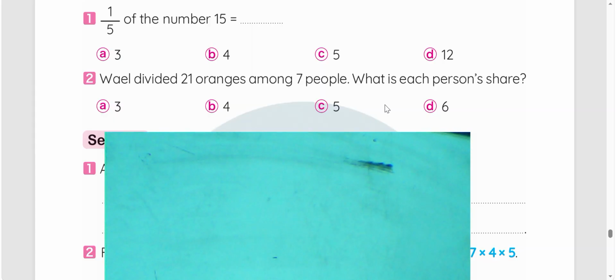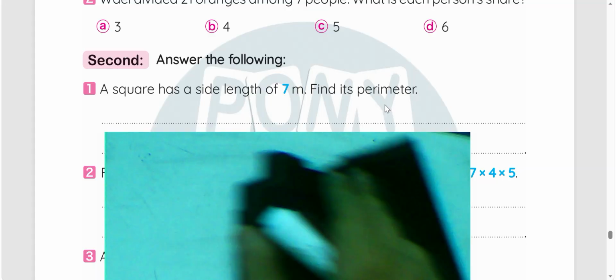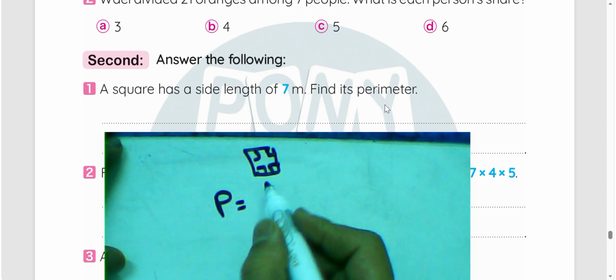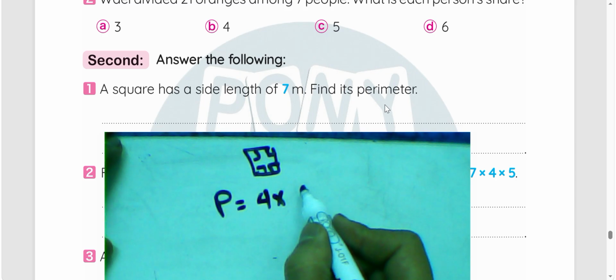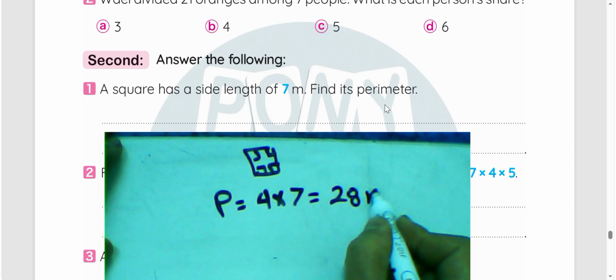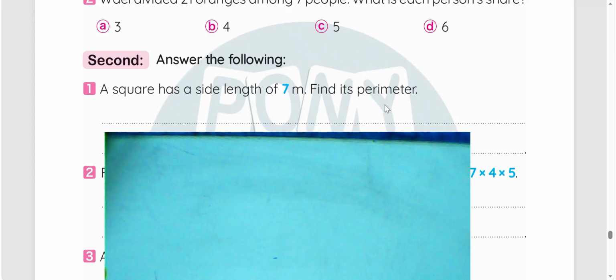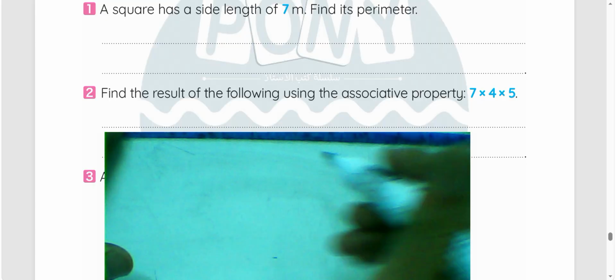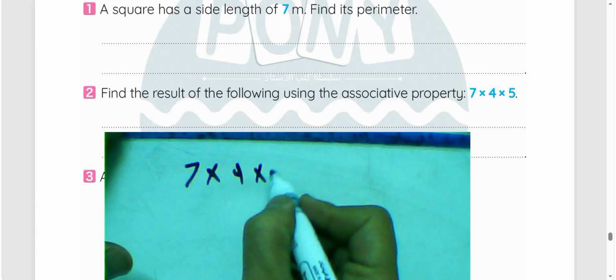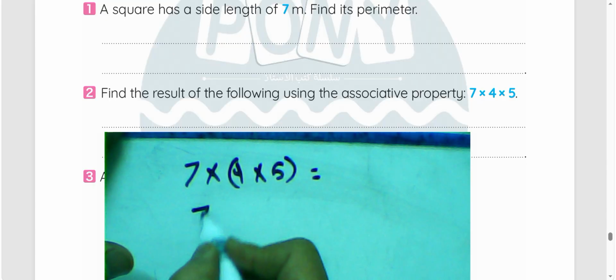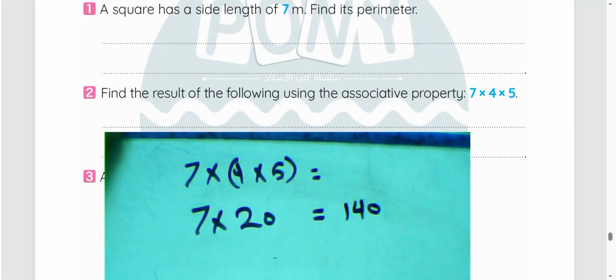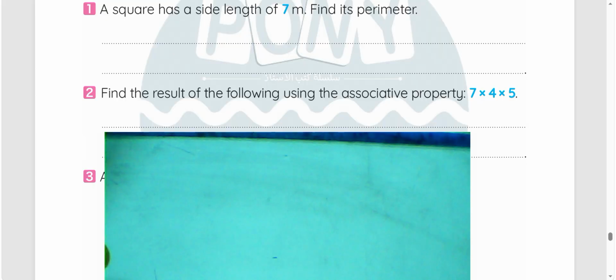Next example here. A square has side length 7 meters. Find the perimeter. We know a square has 4 sides. So the perimeter equals 4 product by the side length. 4 times 7 equals 28 meters. Next question. Find the result of the following using associative properties: 7 product by 4, product by 5. We can use associative properties. Write 7 here and 4 times 5, 20. Write 0 and 2 times 7 equals 14. The result will be 140.